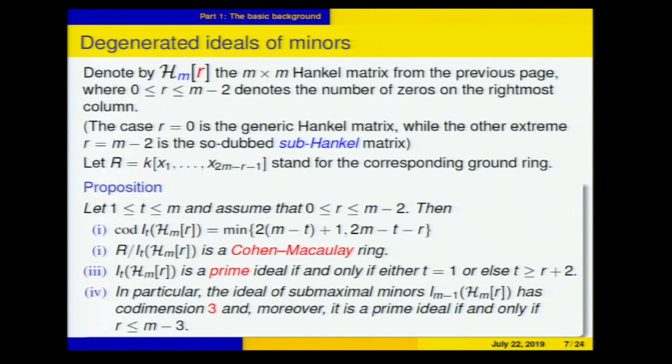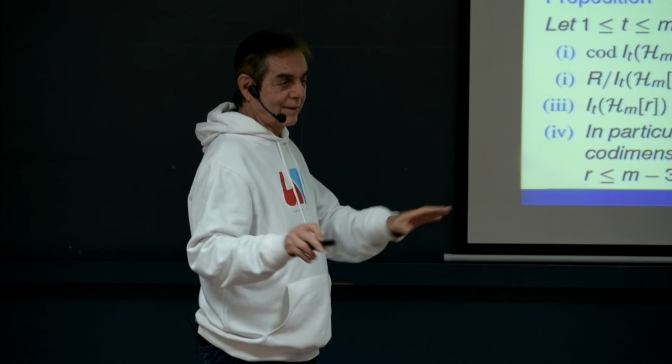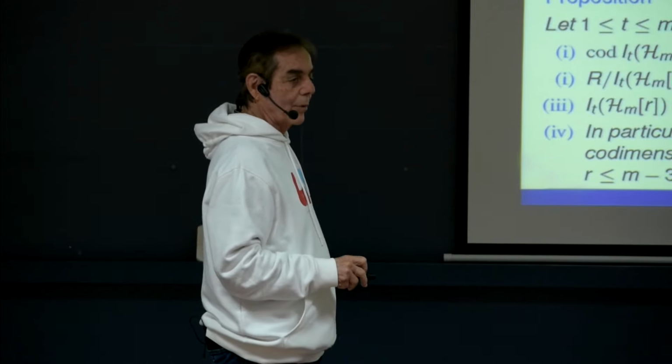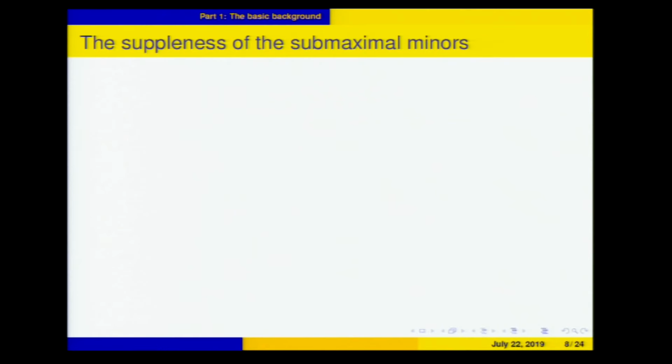In particular, if you take the ideal of submaximal minors, which is very important in this talk, it has codimension 3, and it's prime if and only if R is less than or equal to n minus 3, which is okay. We're just missing the extreme case, the sub-Hankel, but otherwise it's a prime ideal. You're going to ask when it's normal. Forget it. Difficult. Maybe very seldom.